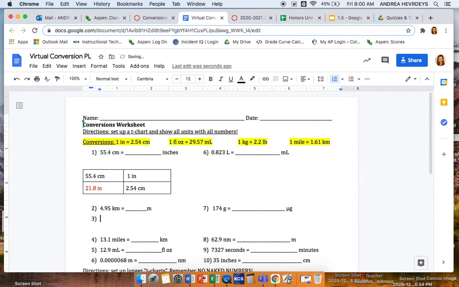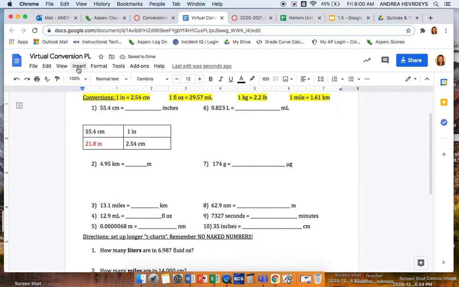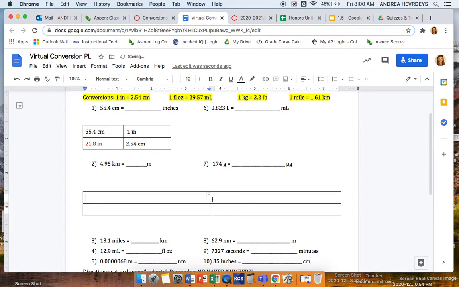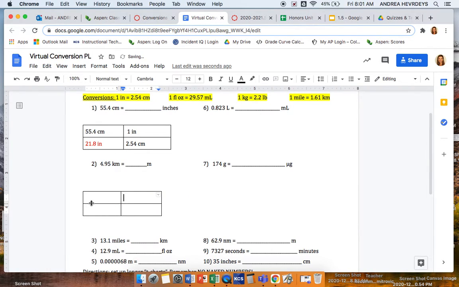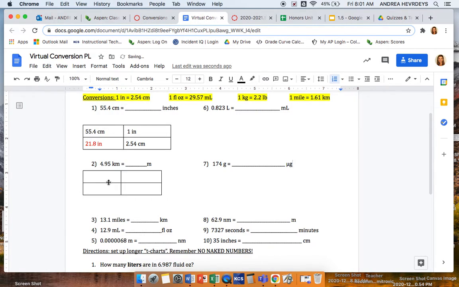So if I come down here to number 2, I need to go to Insert, Table, and set up a 2 by 2, right, so that I have one across and one down. It's going to be big, right, so I can edit that by moving the lines over. So I'm going to still put my given in the first box.